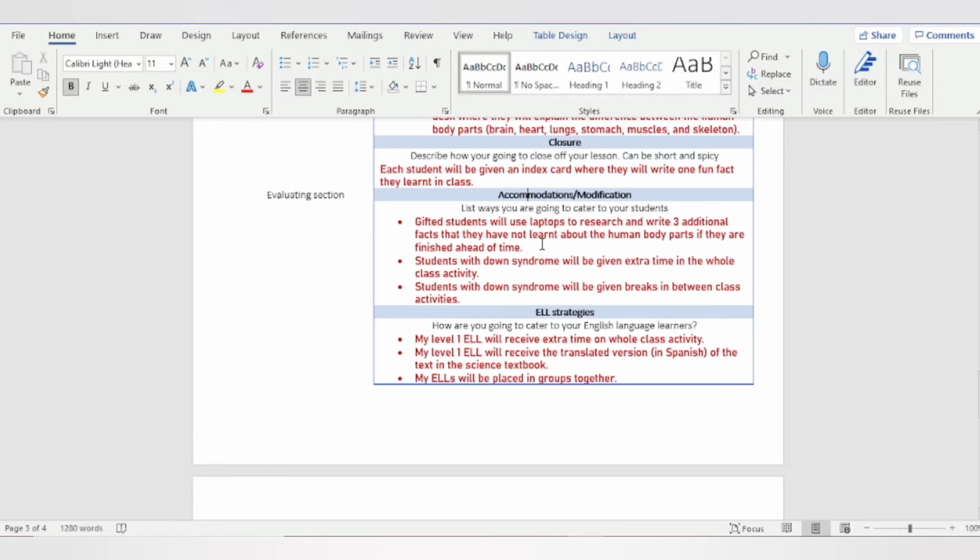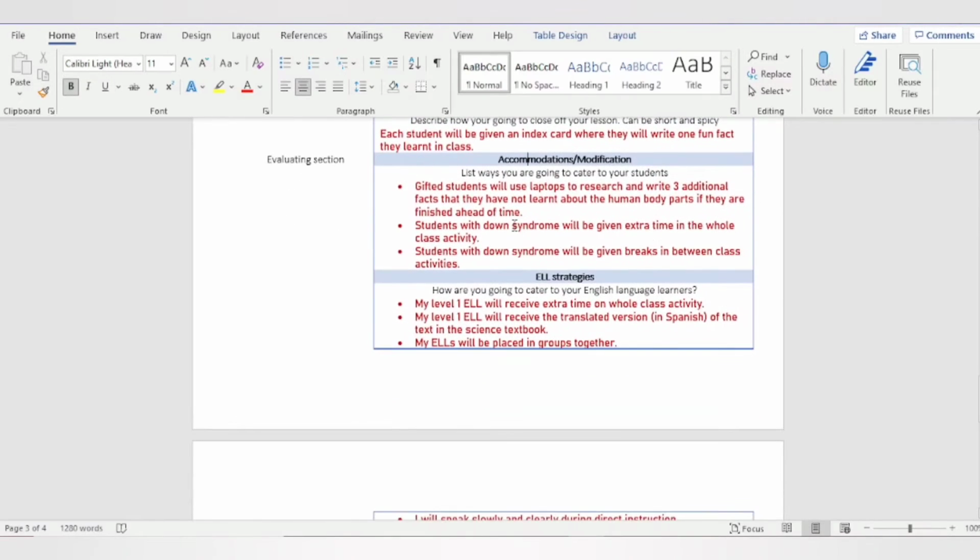So I said that gifted students will use laptops to research and write 3 additional facts that they have not learned about the human body parts if they're finished ahead of time. So, gifted students are extremely smart. So you don't want them just sitting in the class, not doing anything. So you have to have that backup work for them. So in case they're finished ahead of time with the class activities, you have something else for them to do.